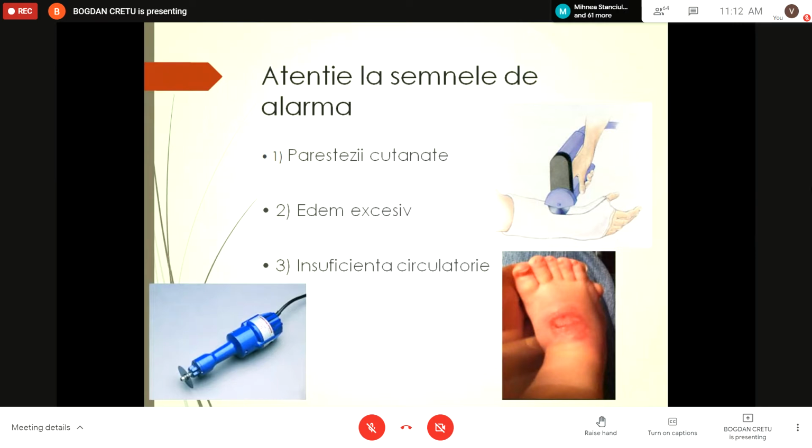Be careful about the alarm signs that could arise after improper immobilization, such as nervous symptoms, excessive swelling, and problems with the circulation of the blood.